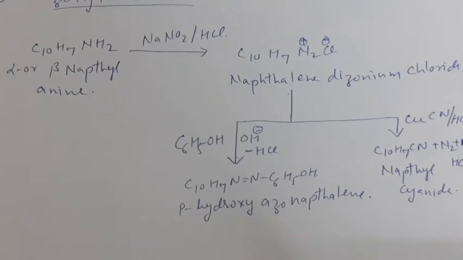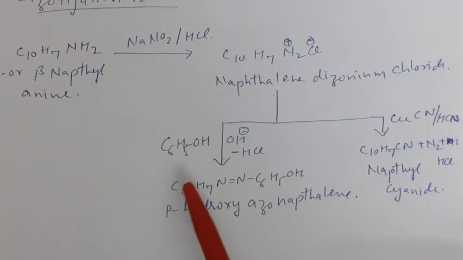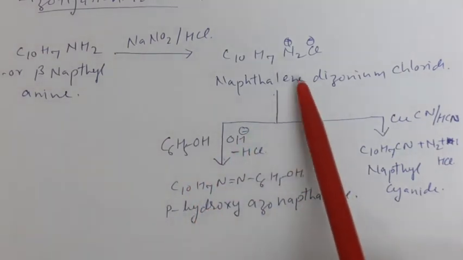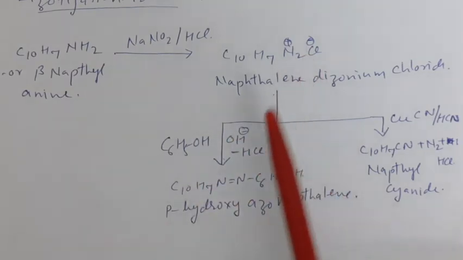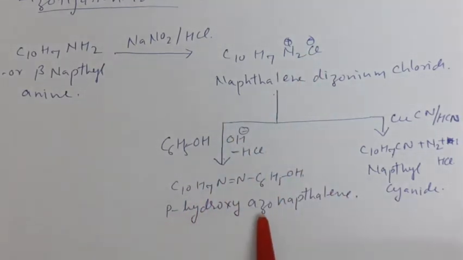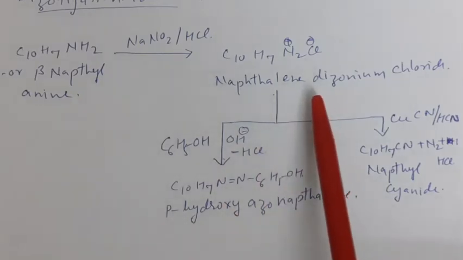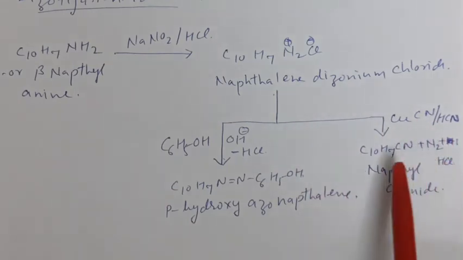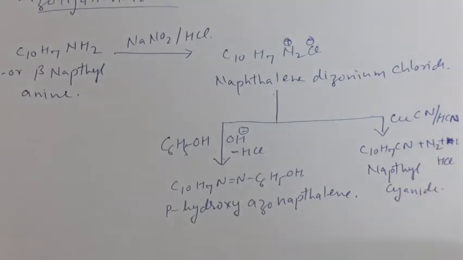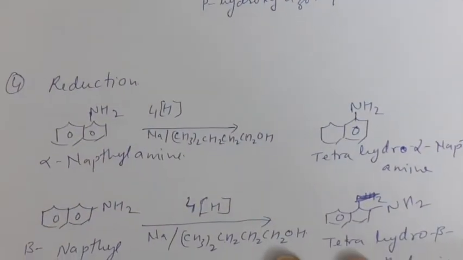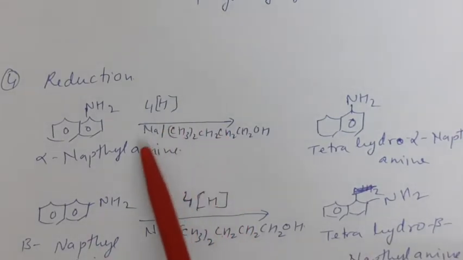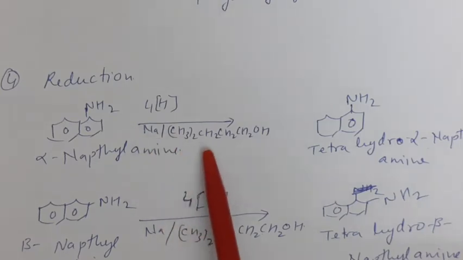This naphthalene diazonium chloride reacts with phenol and undergoes a coupling reaction at the para position of phenol, where the azo group is attached, and we get para-hydroxy azonaphthalene. This naphthalene diazonium chloride also reacts with copper cyanide. It gives naphthyl cyanide, N2, and HCl is removed. The reduction of alpha or beta naphthylamine: alpha naphthylamine reacts with hydrogen atoms in the presence of sodium and isopropyl alcohol.